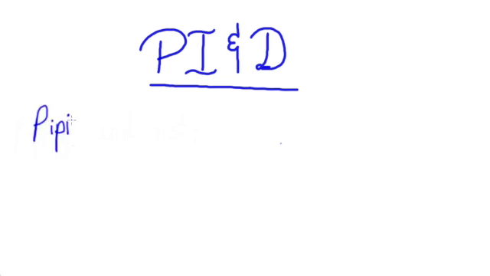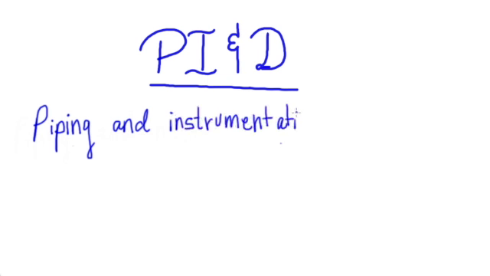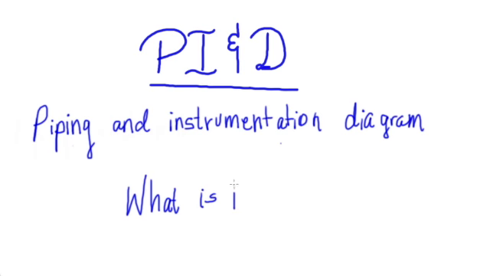Hi, in this video I'm going to explain how to analyze a PID. A PID is a piping and instrumentation diagram. It is a representation of a process flow between all process units or equipment in any plant.